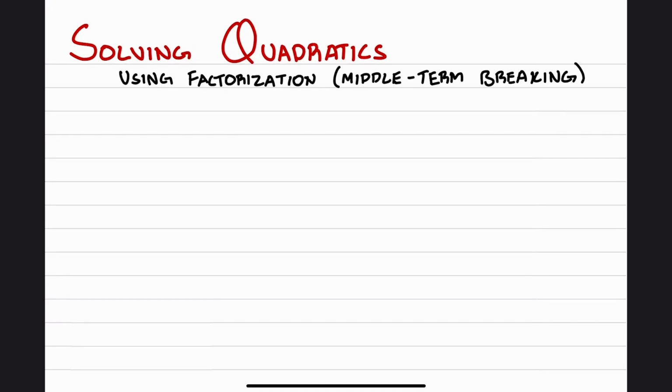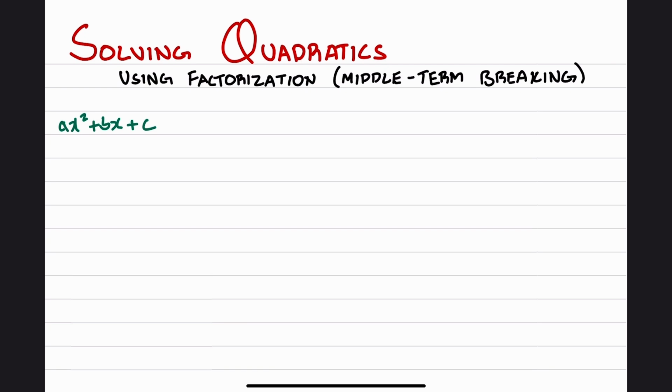Hello everyone, and in this video we'll be talking about solving quadratic equations using factorization or the middle term breaking method. Now firstly, what is a quadratic equation? A quadratic equation is an equation where the highest power of x is of magnitude 2, which means x squared. The general form of a quadratic is ax squared plus bx plus c.